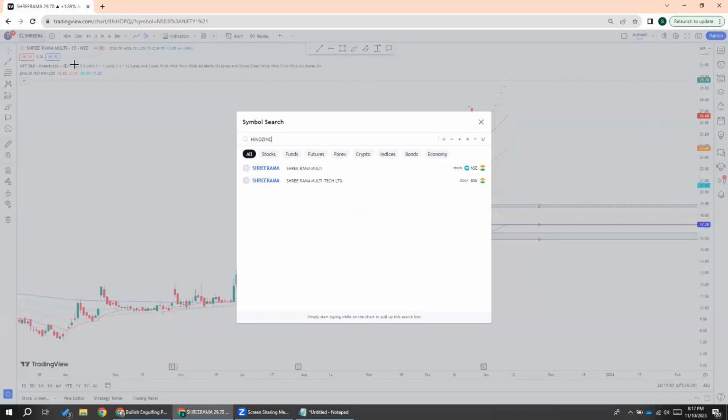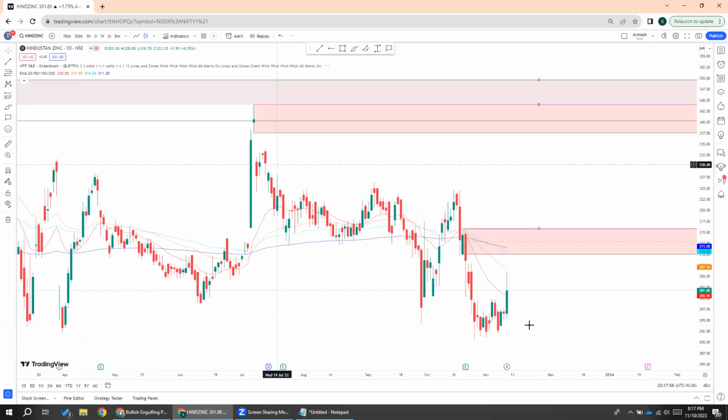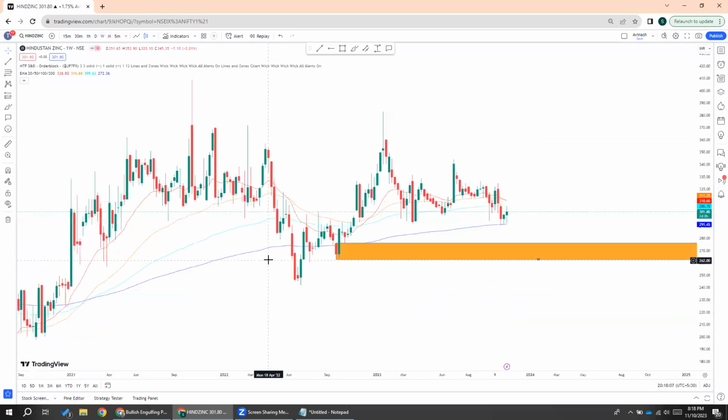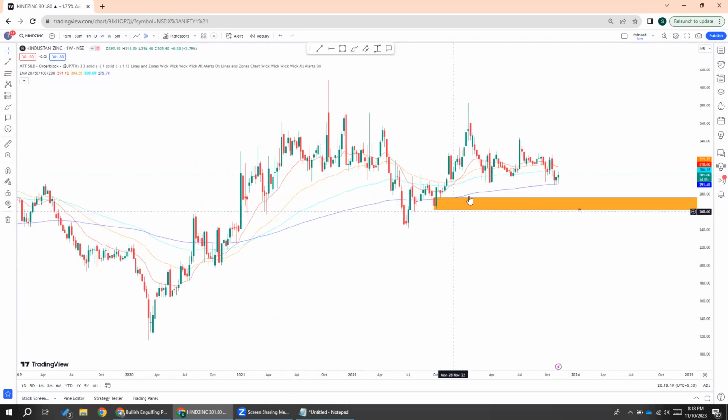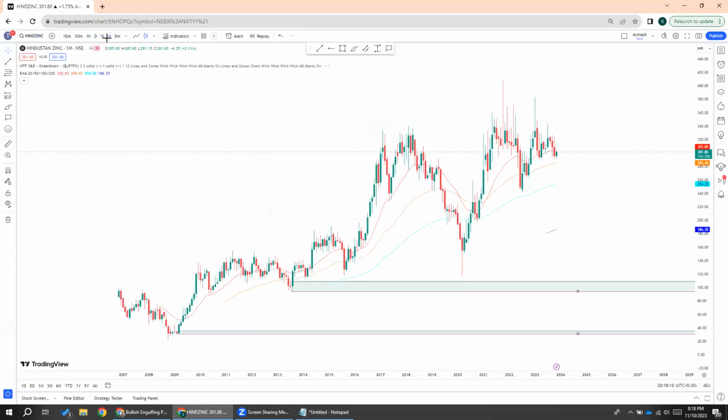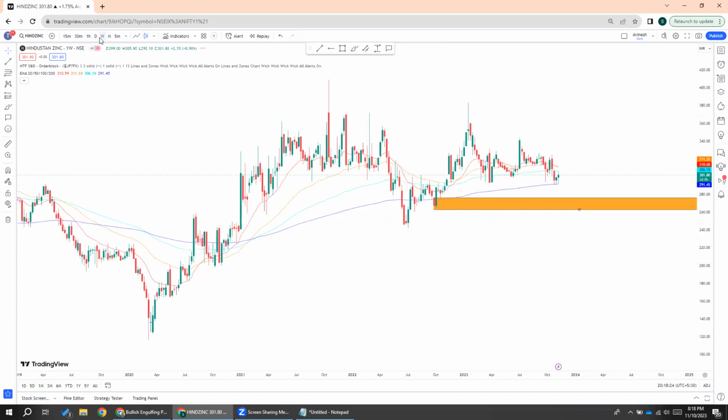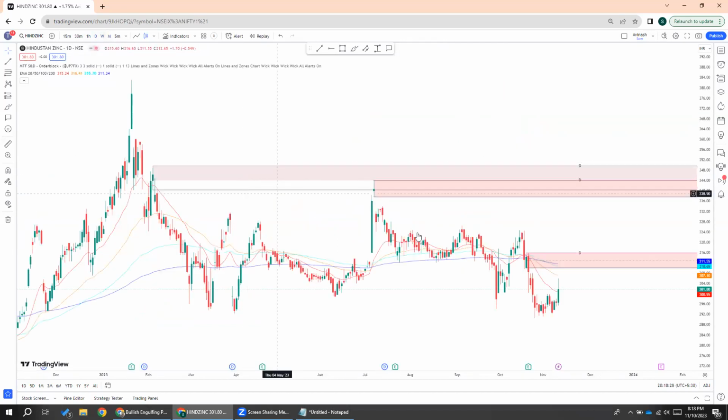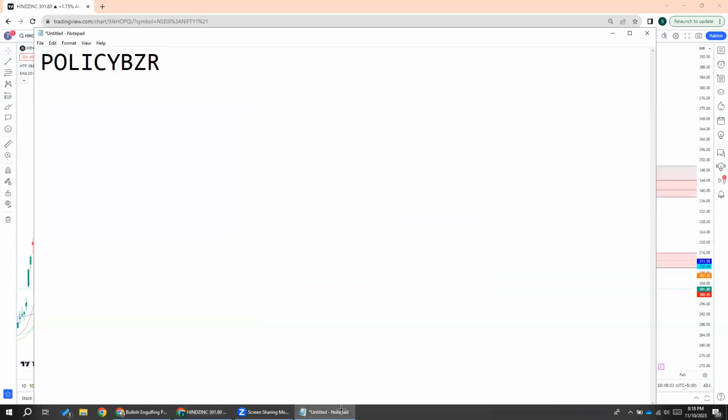Hindustan Zinc. Nice pattern, right? If you know the double bottom, it has clearly identified the double bottom and it started going. Next is 310. Looks positive, but it has some resistance around 330. Around 330 it has a resistance, so till that time it is good. We check.